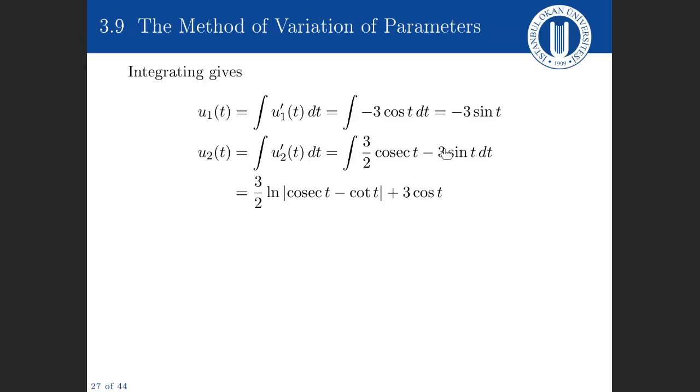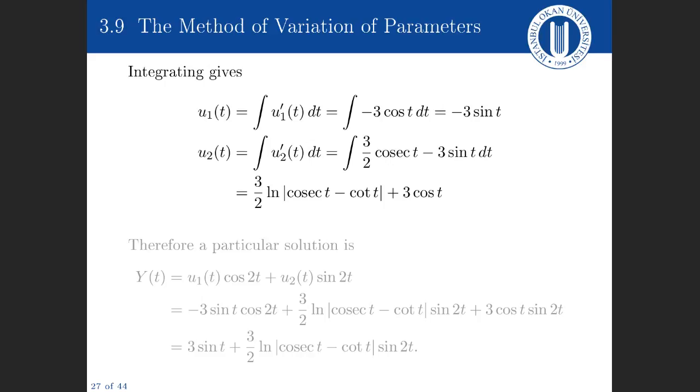And u2 is the integral of u2 prime. If you remember your first year calculus, you will remember that the integral of cosec is the natural logarithm of the absolute value of cosec t minus cotan t. And of course, the integral of minus sine is plus cos. So now we have u1 and u2. Now we know our particular solution.